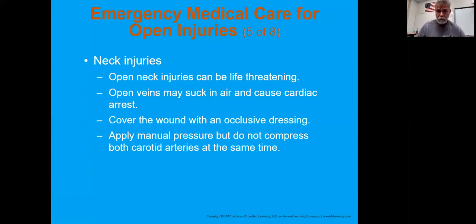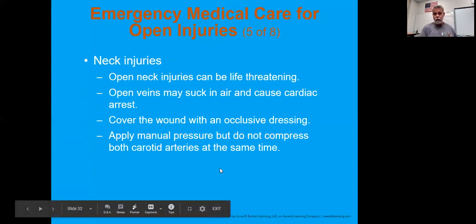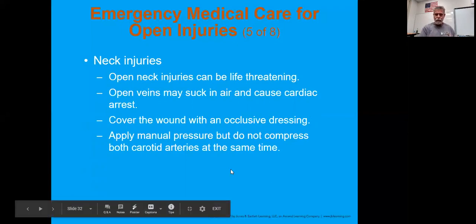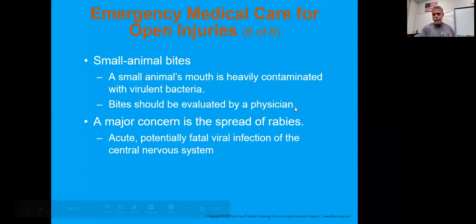For the neck injuries as well, the open veins may actually suck that air in, causing an air embolism that leads to cardiac arrest. Using an occlusive dressing in that area is great. And as far as manual pressure to compress that, you can't compress both of the carotid arteries at the same time because that's the blood going to the brain. So it may have to alternate. And again, just a light pressure so you don't inhibit all of the blood flow that needs to get up to the brain. Different bites, again, that's an open injury.